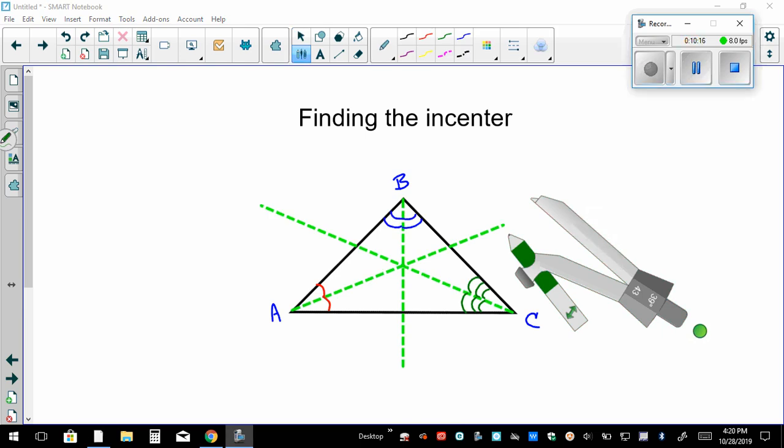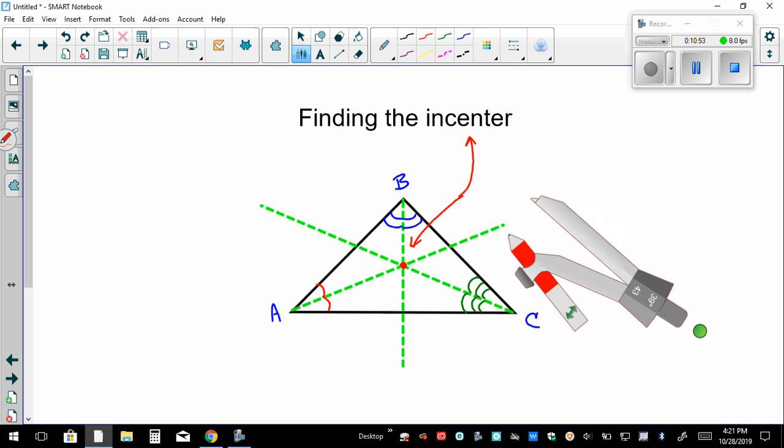Once you've found all three angle bisectors, it should look something like this. You'll notice the two red marks indicate those two angles are equal. The double blue marks on top indicate that those two angles are equal, and the three green marks on angle C mean that it splits that angle in half. Now there's this point right here in the center of this triangle, and that in fact is called the incenter.